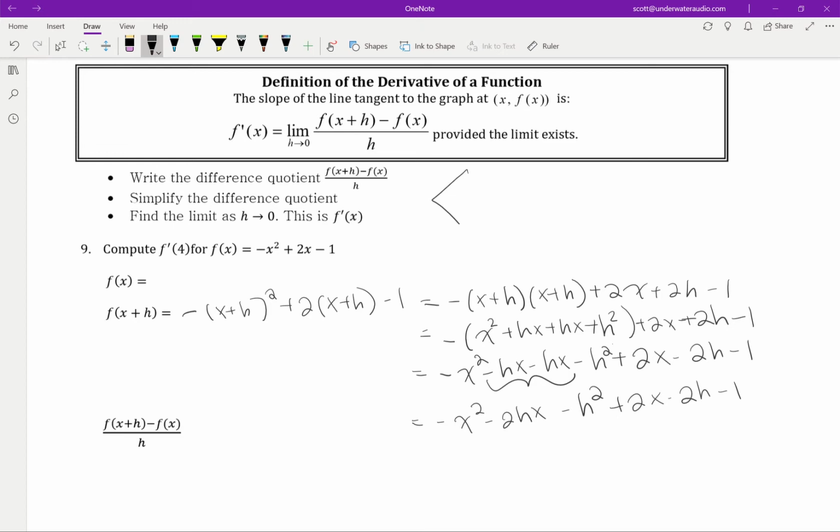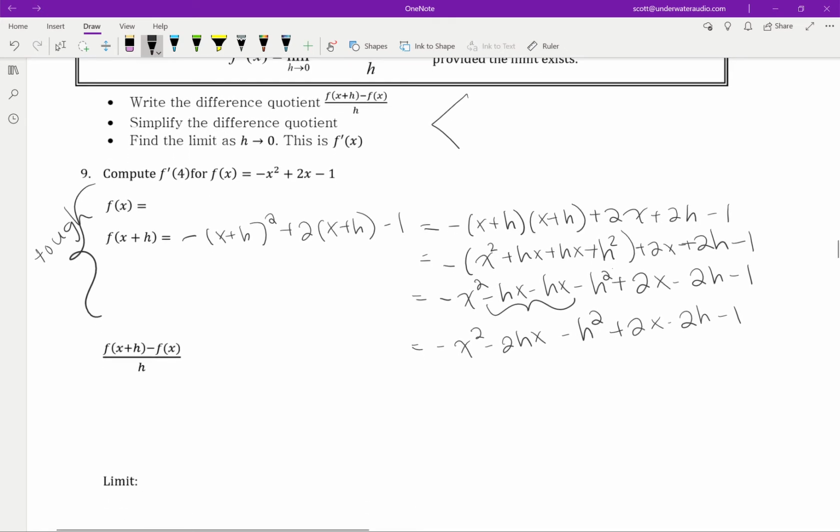Whew. So this part, that's tough. There's a bunch of little algebra things that people struggle with. So if you have any questions on how I did any part of that, please ask because you're not alone. Okay, so I found f of x plus h. Now I'm going to plug it into the difference quotient. I know what f of x plus h is right here, so we'll start there.